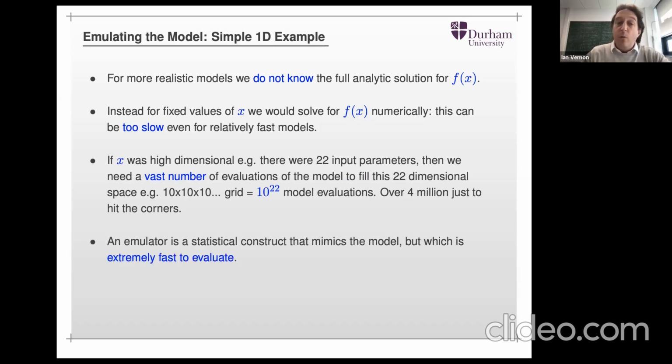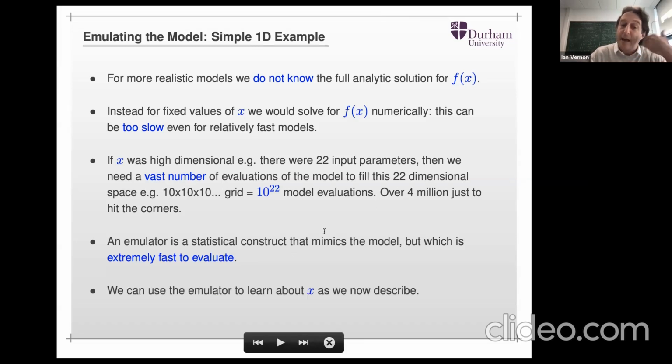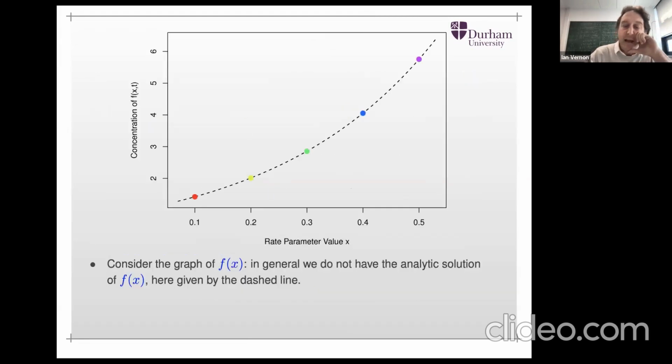So what do we do? Well, this is where we bring in an emulator. An emulator is a statistical construct that mimics the model, but which is extremely fast to evaluate. So we bring in a statistical function that mimics our function f of x, but it's dead quick. And it's quick in ways that are nice. We can use the emulator to learn about x, as we now describe. So this is a major core piece of this whole framework. It's getting around the speed and dimension problem using emulators.